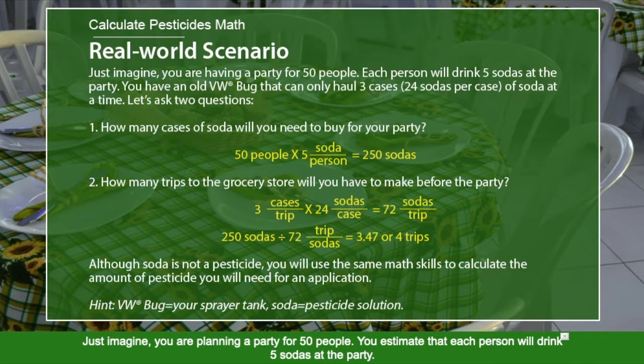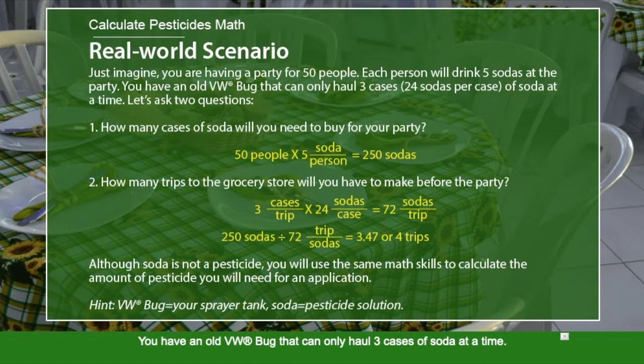Just imagine, you're planning a party for 50 people. You estimate that each person will drink 5 sodas at the party. You have an old VW Bug that can only haul 3 cases of soda at a time. Let's ask 2 questions. 1. How many cases of soda will you need to buy for your party? 2. How many trips to the grocery store do you need to make before the party?